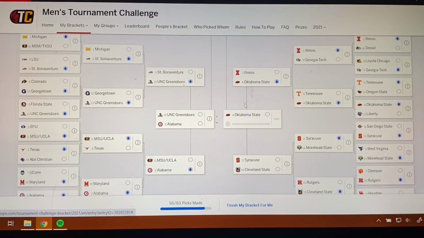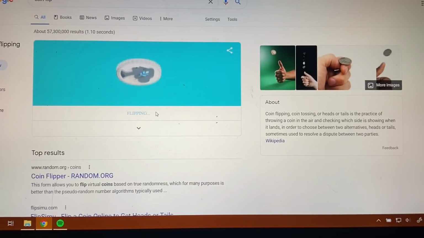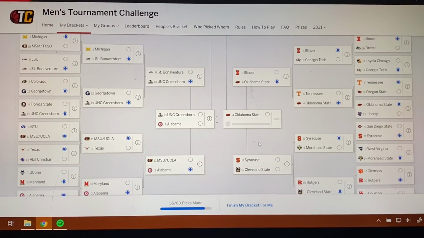So here in the coin flip bracket, we will not have a single 1 seed in the Elite Eight. Syracuse and Cleveland State. Let's see if we have a 15 seed here. We need tails for it. We have a 15 seed.